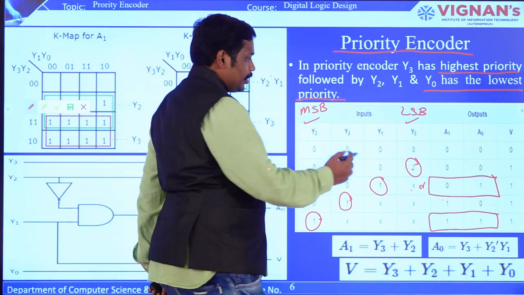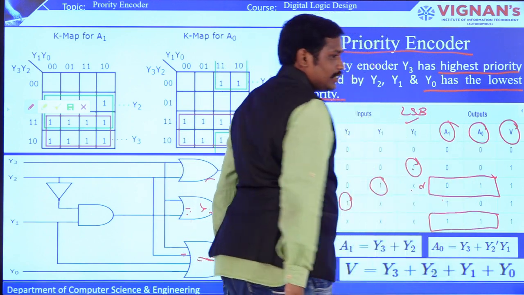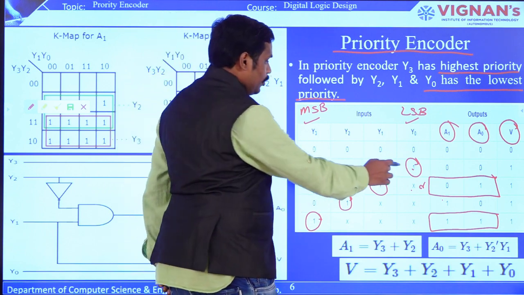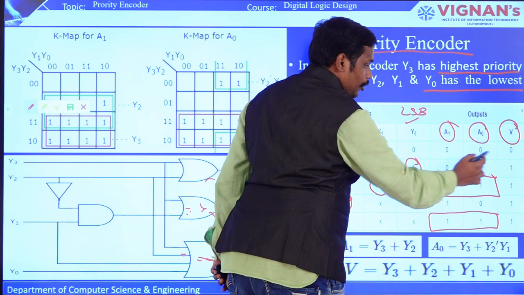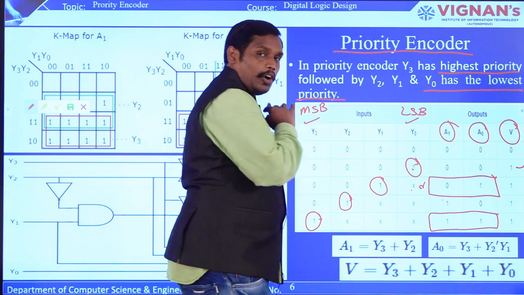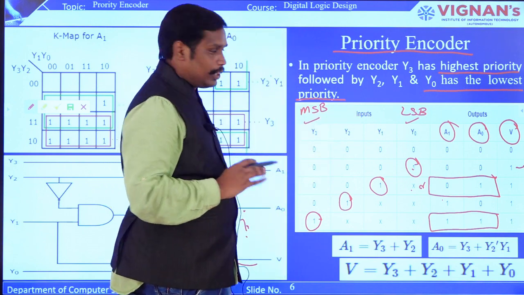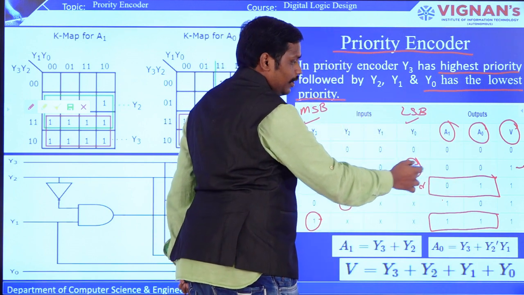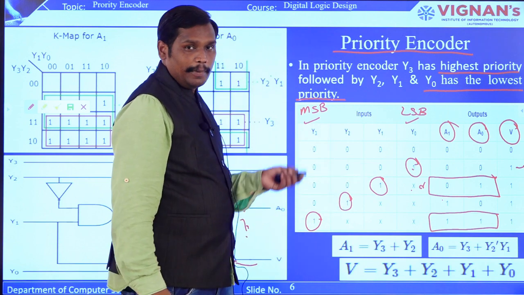And now for this also, you can have A0, A1 and V. V is something like a valid bit or invalid bit. Okay. So here you can see Y0, if it is 1, then the output sequence is 0, 0, and it is a valid bit. For only the first operation where all the inputs are 0, you see that it is all zeros and the valid bit is 0. And for the rest of the operations, if Y0 is 1, then you'll have 0, 0, and the bit is valid.